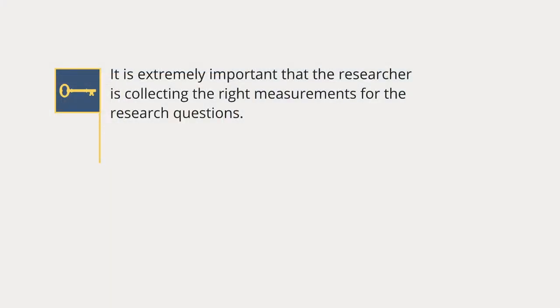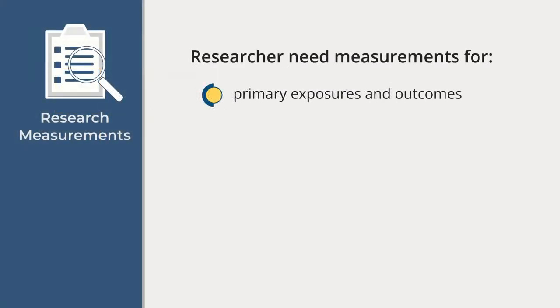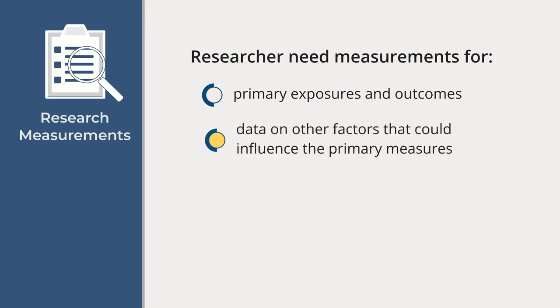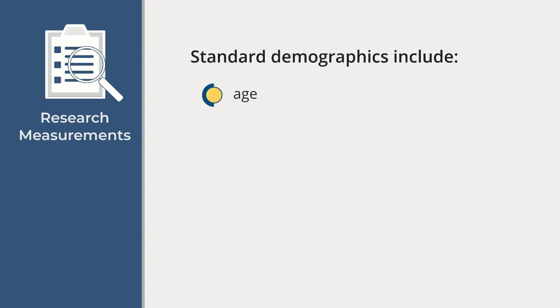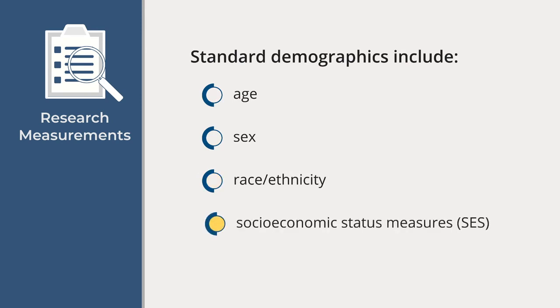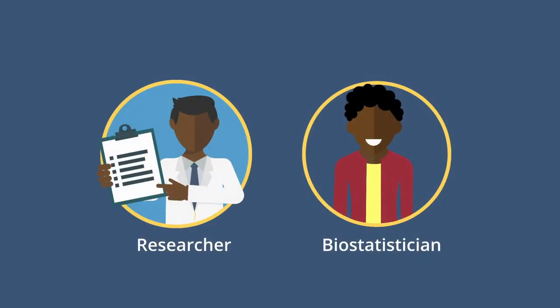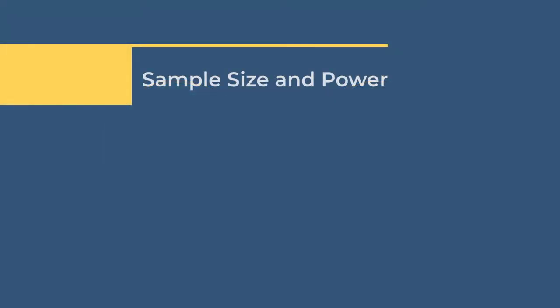It's also extremely important that the researcher is collecting the right measurements for the research question. Of course, the researcher needs the measurements of any primary exposures and outcomes, but may also need to collect data on other factors that could influence the primary measures, and this is especially true for observational studies. Basic demographics are standard: age, sex, race and ethnicity, SES measures, etc. But other characteristics could be important to have. The researcher and biostatistician can work together to make sure all necessary variables are discussed during the design of the study.